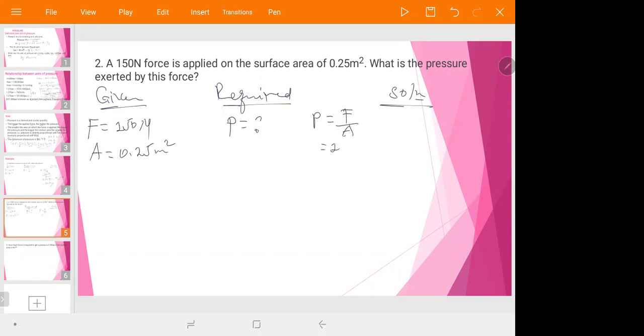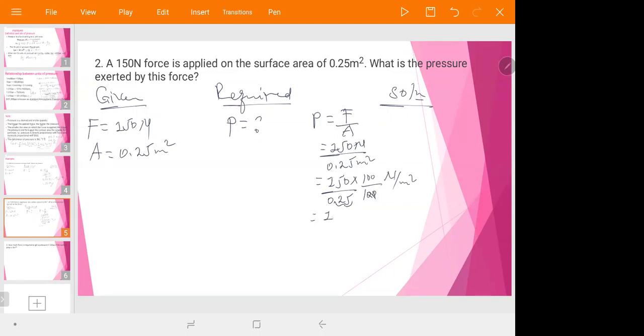Your force is equal to 150 Newton over 0.25 meter square. So 0.25 means 25 divided by 100. Therefore, to cancel this decimal point, what shall we do? Multiply both by 100. When this is cancelled, it will become like here, okay?